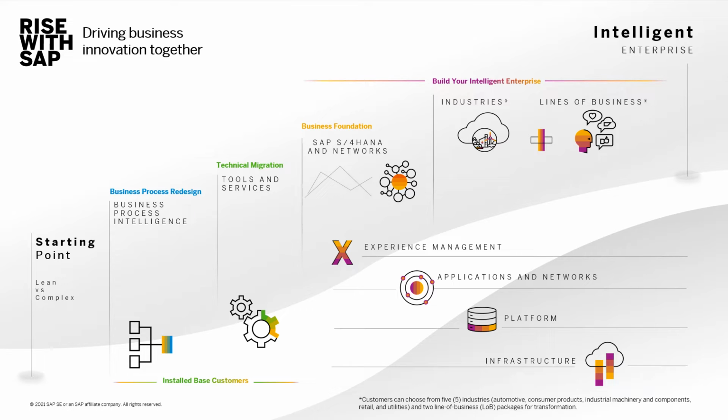Then we also have a business foundation where they get some starter packs with SAP S4HANA, the core, and network starter packs. And then as you build, we take a look at industry cloud and the lines of business, including finance and things like HR and distribution. Here we see experience management, application networks, platform, and infrastructure. And these are all part of the solution in terms of starting out.